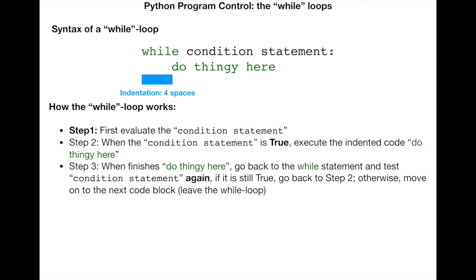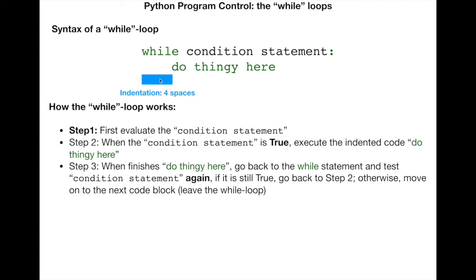The basic program control in Python is the while loop, right? So the syntax of a while loop goes like this. While is a reserved word in Python, followed by a condition statement, and don't forget the colon. Then while something is true, we do thingy here, and that's it. And pay attention to the indentation of four spaces here.